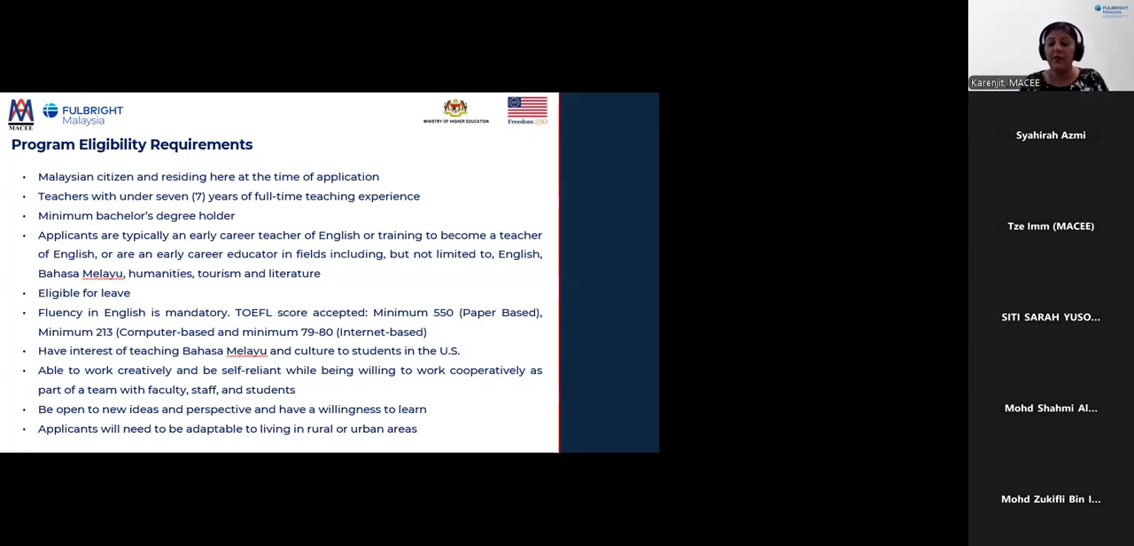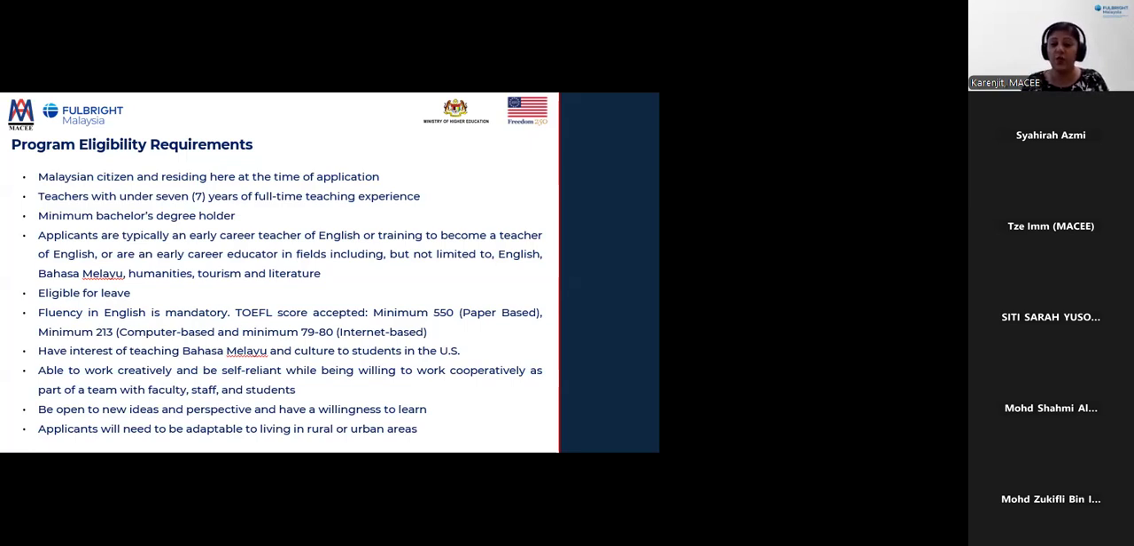Okay, so please be open-minded to work creatively, and please be open-minded to new ideas, with a willingness to learn as well, in adapting to living in either a rural or an urban area, depending on where you are going to be placed. All right. This is what we are looking for in terms of the eligible requirements.